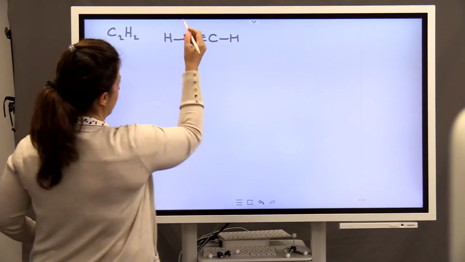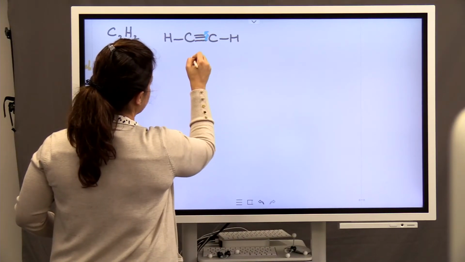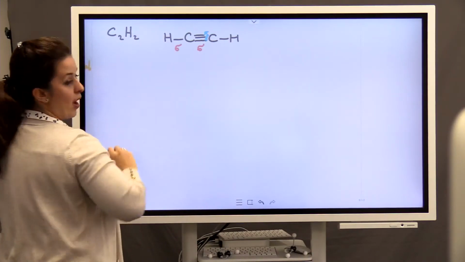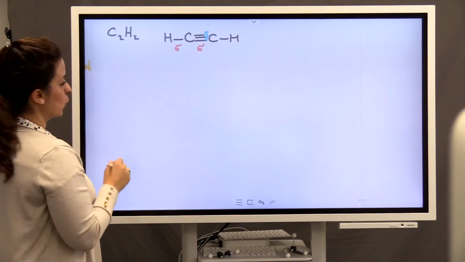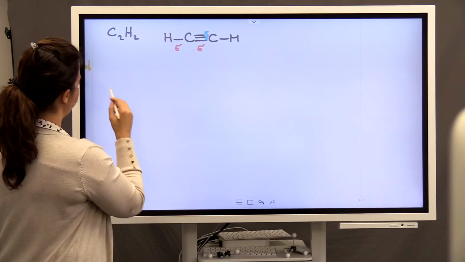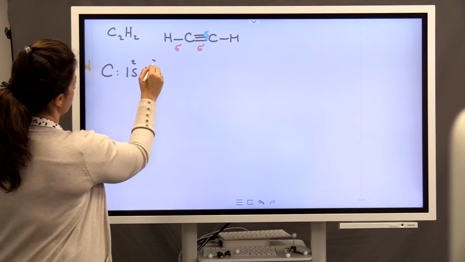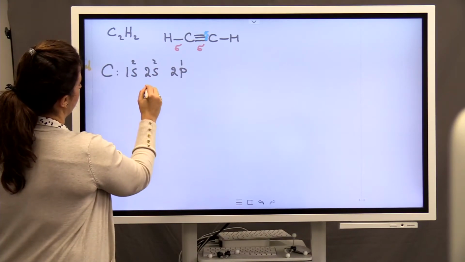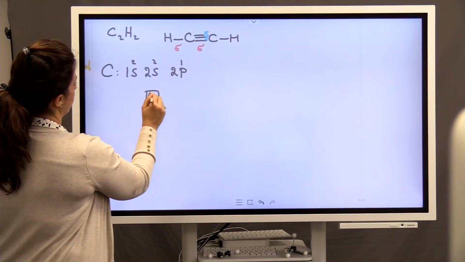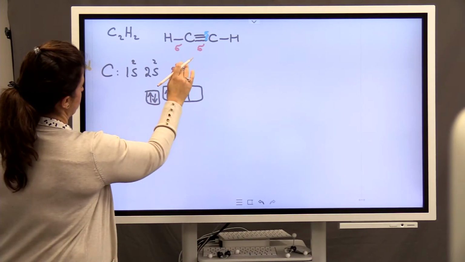And at the end, let's add one more pi bond. So in this triple bond, there are 2 pi bonds. And this first one is sigma, right? So around each carbon, there are 2 sigma bonds. So make sure we just need 2 electrons. In the electron configuration of carbon, again, 1s2, 2s2, 2p2, I'm sorry.